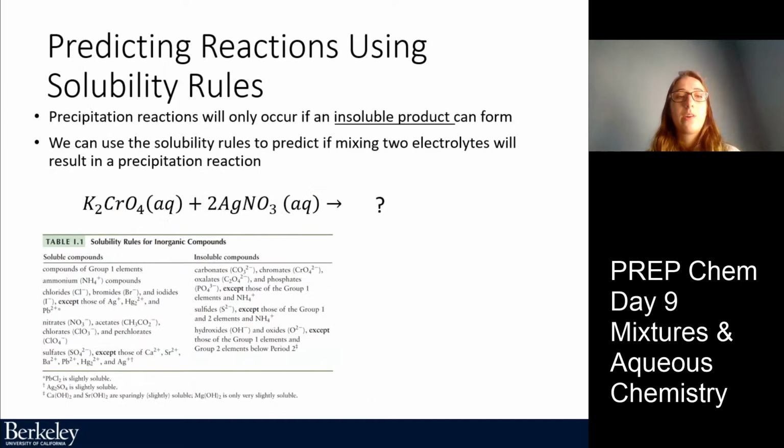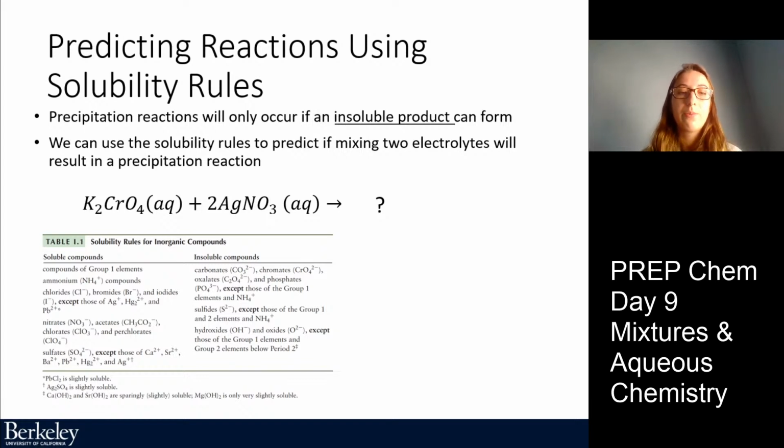Okay. So we can also use the solubility rules to predict reactions. We know that precipitation reactions will only occur if an insoluble product can form. So we can use the solubility rules to predict if mixing two electrolytes will result in a precipitation reaction.